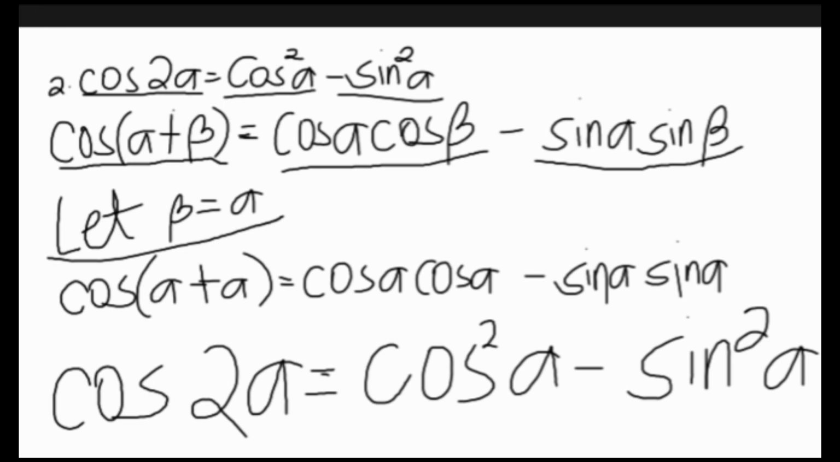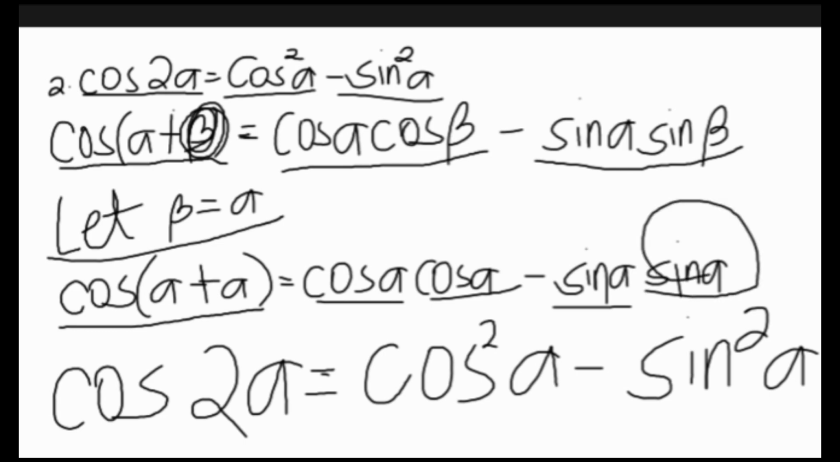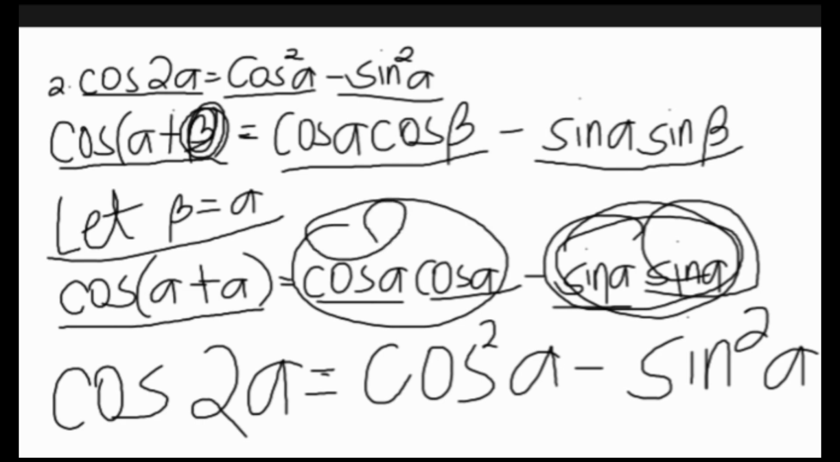So let's replace it. Cosine of alpha plus, the beta will become an alpha. So cosine of alpha plus alpha is equal to cosine of alpha times the cosine of alpha minus the sine of alpha times the sine of alpha. So we multiply these two sines and the two cosines. It will become cosine squared alpha and sine squared alpha. So here we just add, so cosine of 2 alpha is equal to cosine squared alpha minus sine squared of alpha.